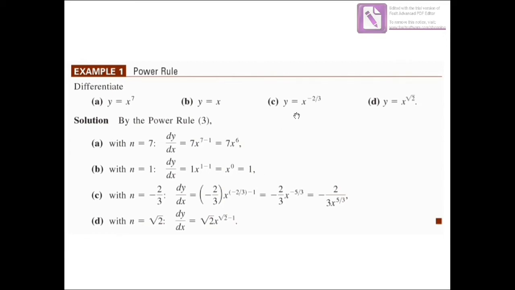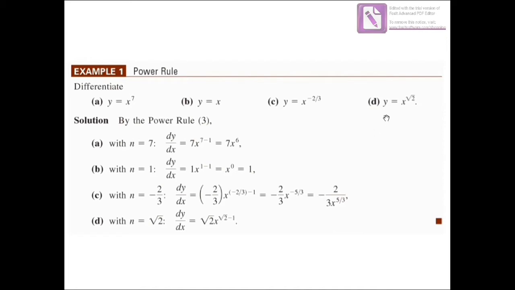c, we have y is equal to x power minus 2 over 3. So the power here is minus 2 over 3. So the derivative is minus 2 over 3 multiplied by x power minus 2 over 3 minus 1. We subtract 1 from the power. It will be minus 5 over 3. So we conclude that the derivative of x power minus 2 over 3 is given by minus 2 over 3 x power minus 5 over 3.